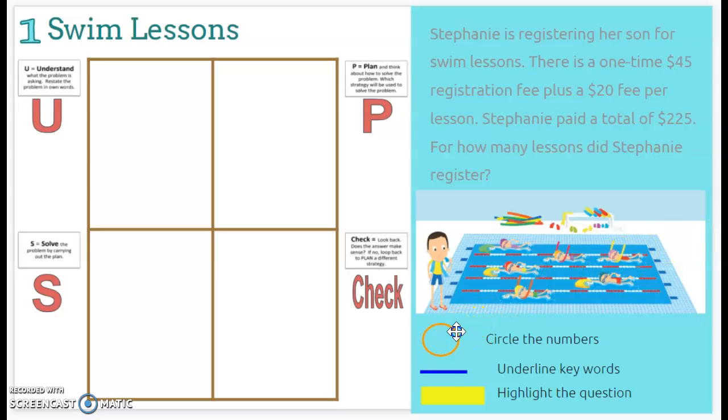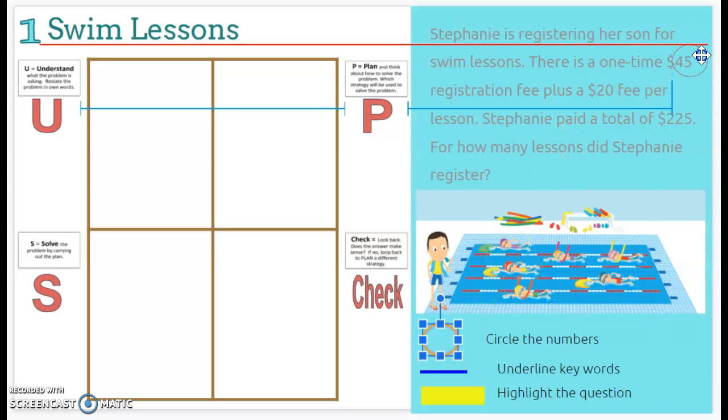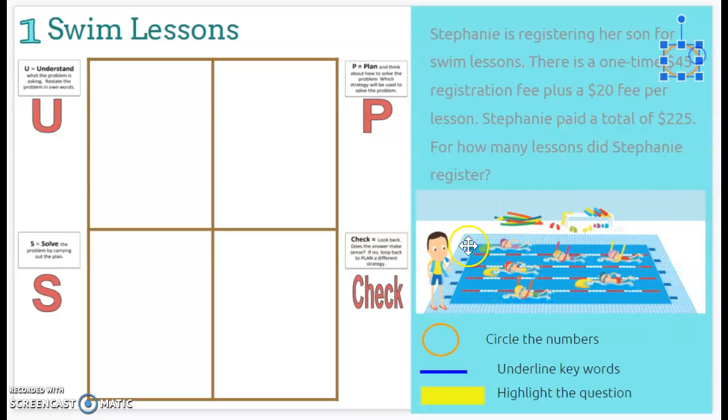All right, so I'm going to use the circle and circle all of my numbers because I want to be able to focus on them. All right, there we go. So we have $45, $20, and $225.